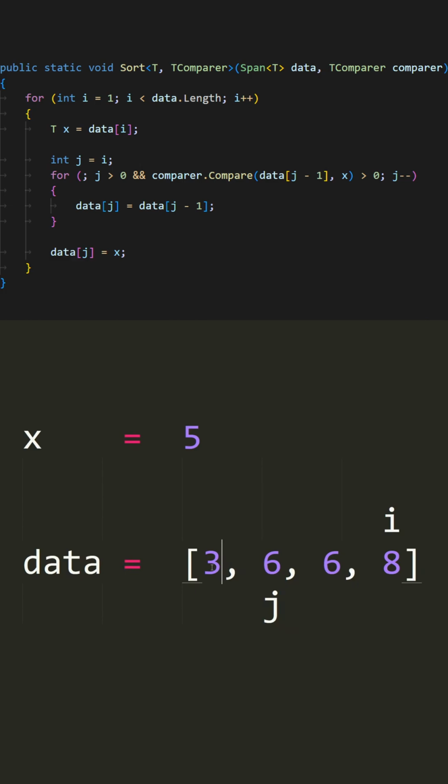Now we check j minus 1, is 3 larger than 5? It is not. That means the correct position for 5 is at index j. So we write it to that index, and we are done. Since i is already at the last position of the array, that means everything is sorted.